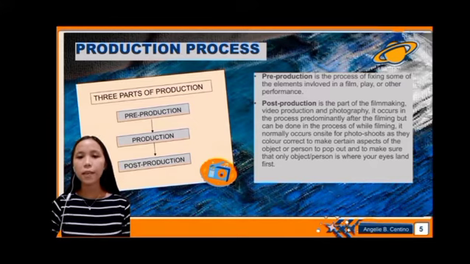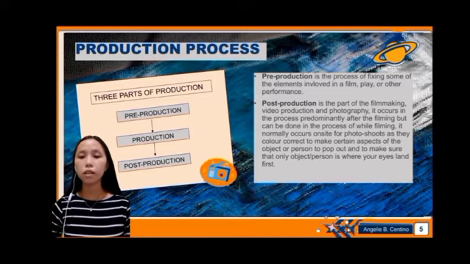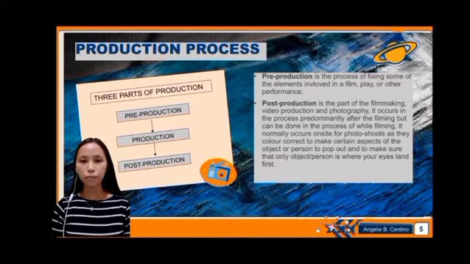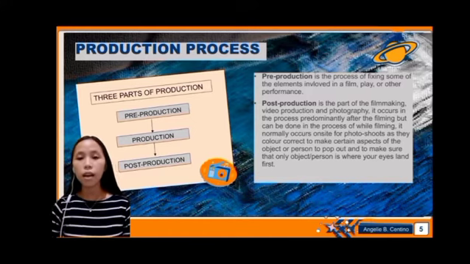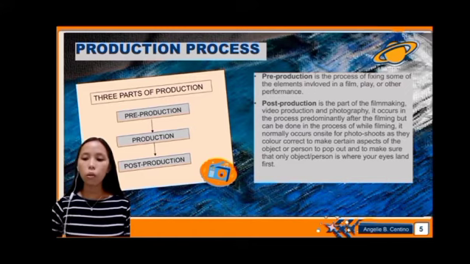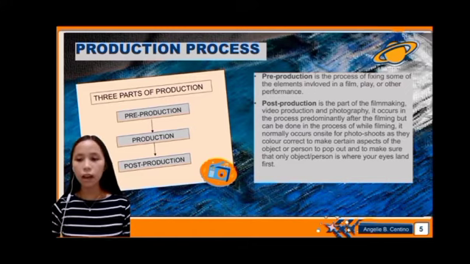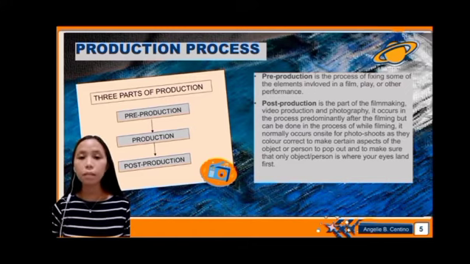Production process. Production process has three parts: pre-production, production, and post-production. Pre-production is the process of fixing some of the elements involved in a film, play, and other performance. Post-production, on the other hand, is a part of filmmaking, video production, and photography. It occurs predominantly after the filming, but can be done while filming.